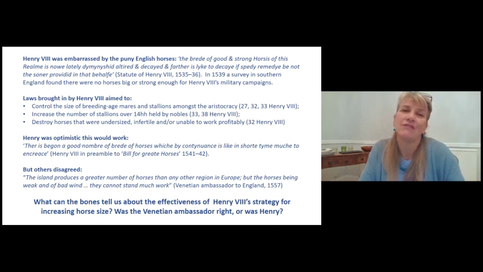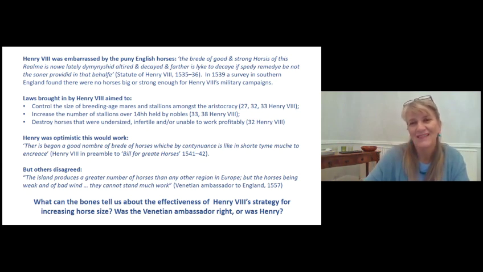So we then go back to Henry VIII. Remember, we were starting off this case study about Henry VIII's embarrassment over horses. We know Henry VIII was embarrassed by the puny English horses. Have a look at these sources and see what they tell you about that.